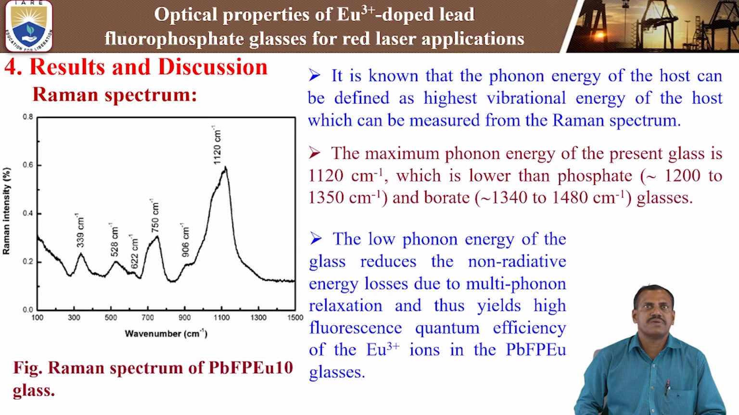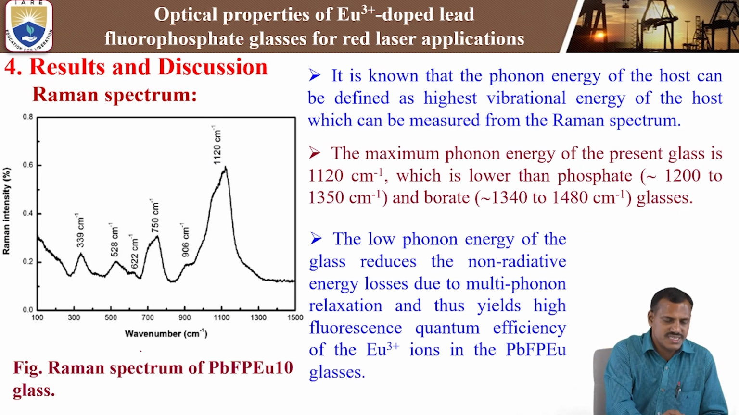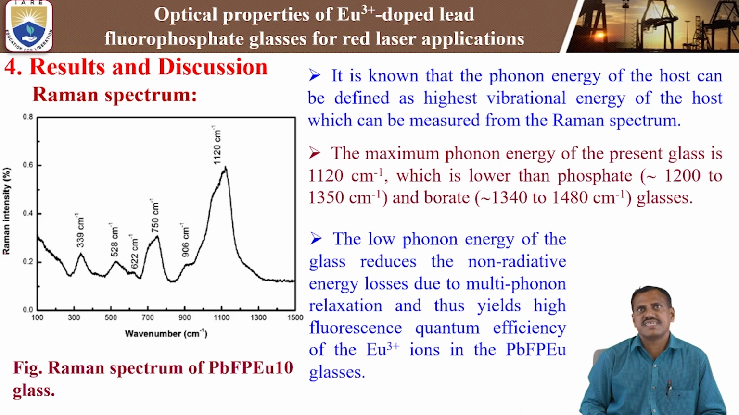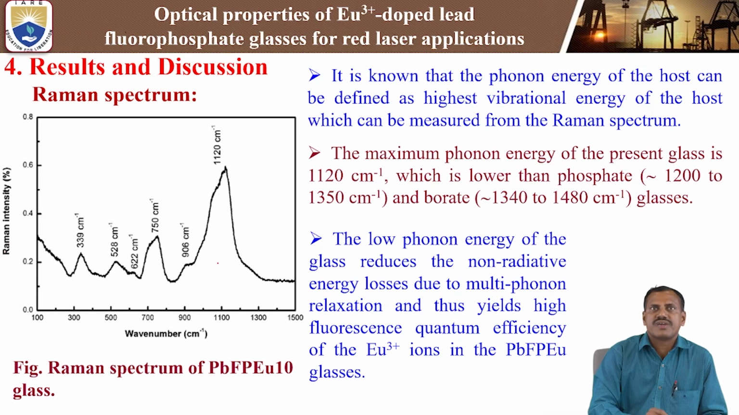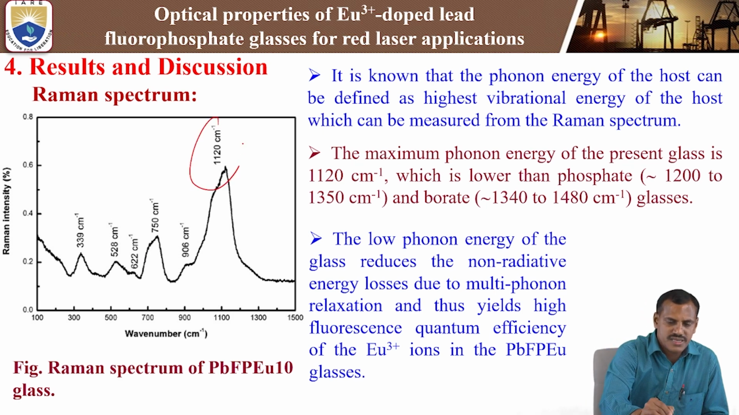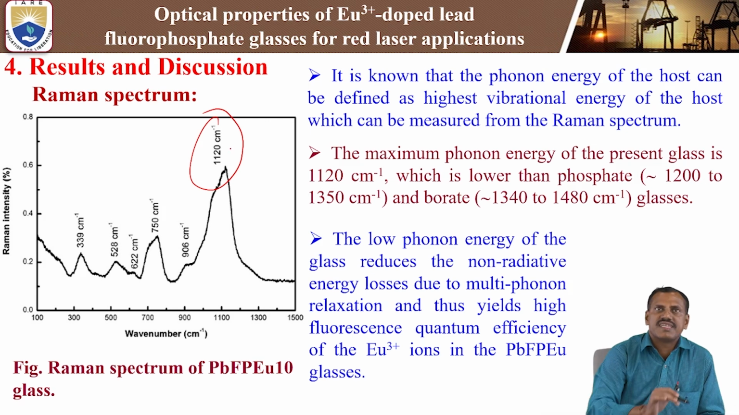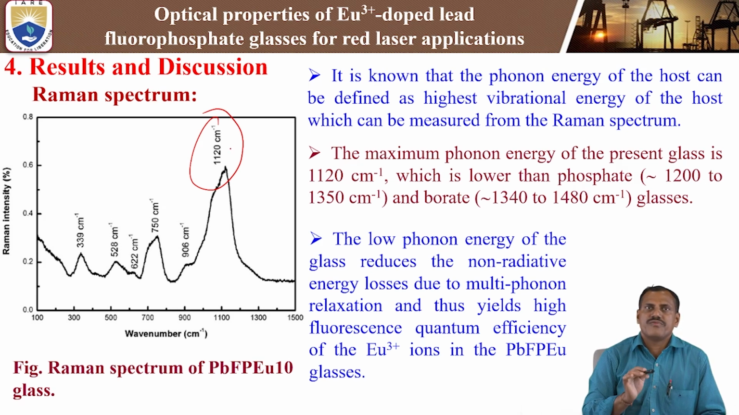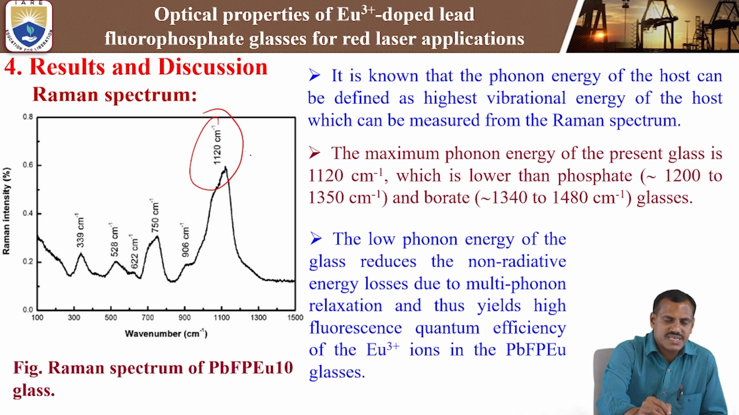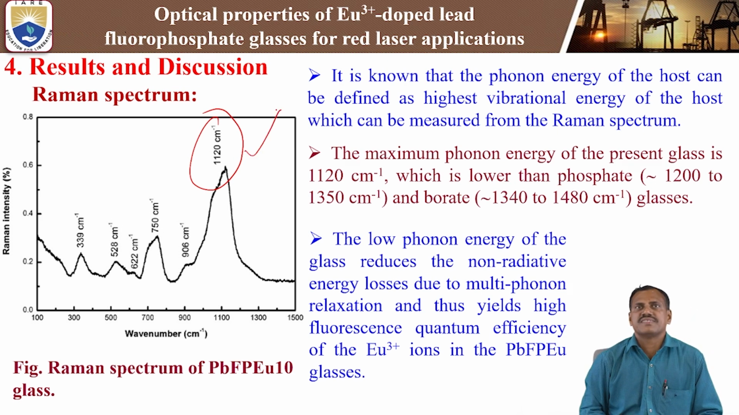Let's come to the first one, the Raman spectrum. Here we analyze the Raman spectrum, wavelength versus Raman intensity. In this Raman spectrum, we can observe different Raman peaks: 1, 2, 3, 4, 5, 6 peaks. Among the 6 peaks, the maximum intensity peak is at 1120 centimeter inverse. We are getting the maximum vibrational band. This band shows the phonon band of the present studied europium-doped lead fluorophosphate glasses.